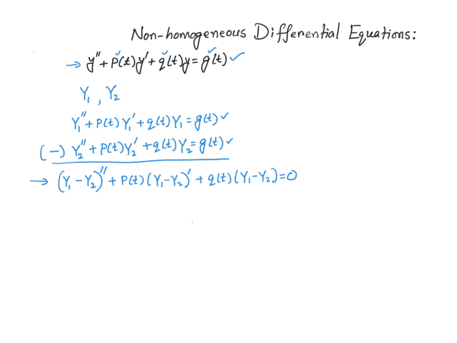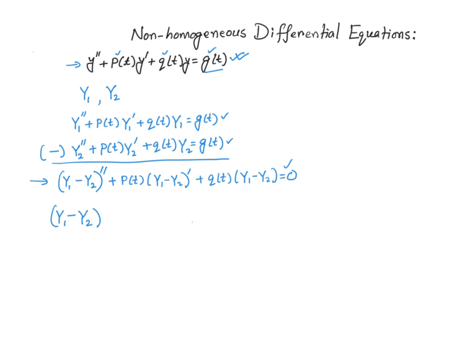All right, now if you look at this equation closely, you discovered something in a way. This is nothing but a new solution to the corresponding homogeneous part. So if g of t were 0, then y1 minus y2 is a solution to the homogeneous part of the equation. That's very interesting. We just found that the difference of two solutions to this non-homogeneous differential equation is actually a solution to the corresponding homogeneous equation.